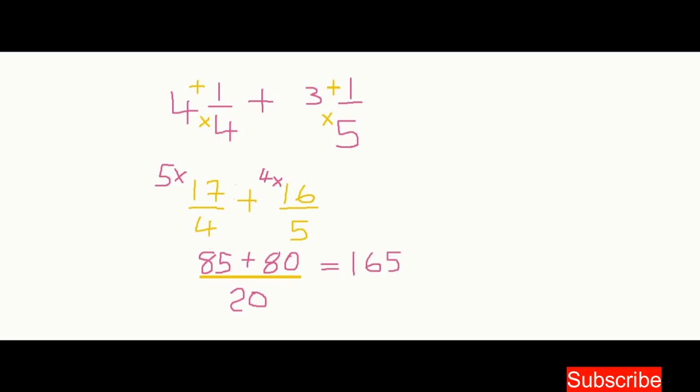165 over 20. Since this is an improper fraction, we have to break this down. So 20 into 165 goes 8 times and the remainder is 5. So 8 is the whole number and 5 over 20. So 5 is the remainder here. So this is our answer: 8, 5 over 20.